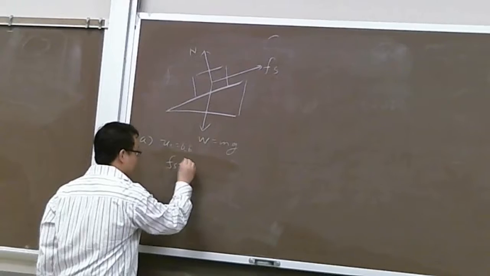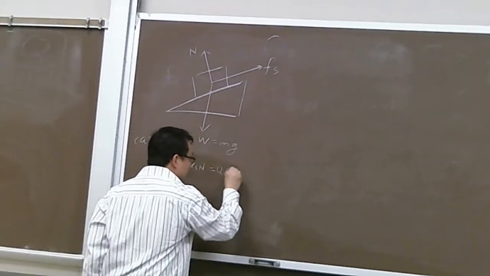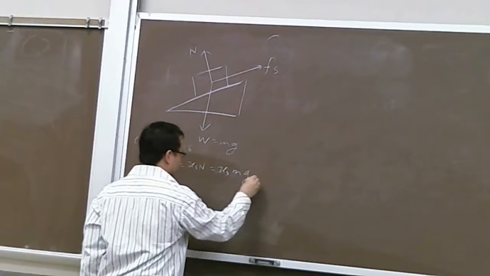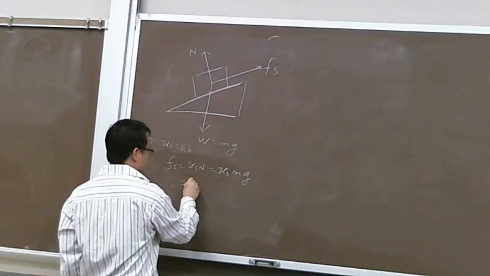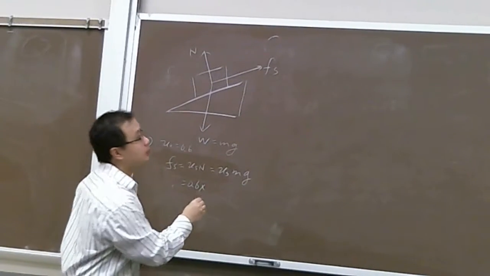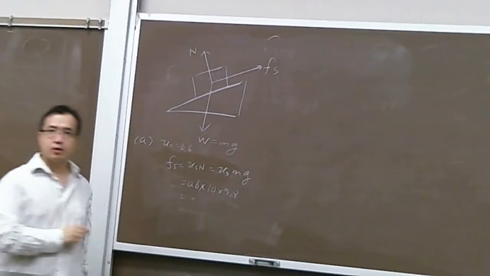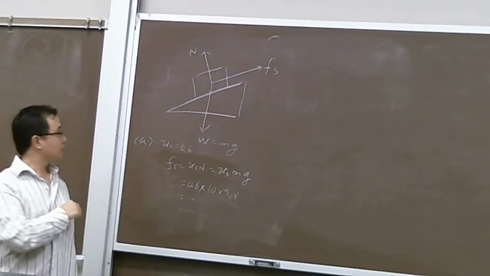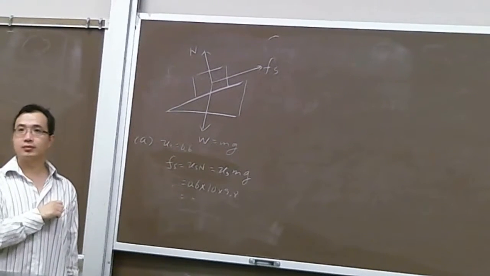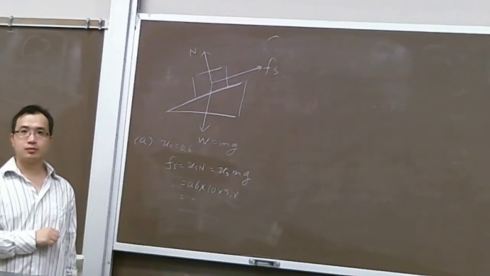Fs equals mu s multiplied by N, equals 0.6 multiplied by mg, equals 0.6 multiplied by, what's the mass? 10 multiplied by 9.8. Please note this is wrong. What's wrong here? Decompose it. Full weight instead of the y component.